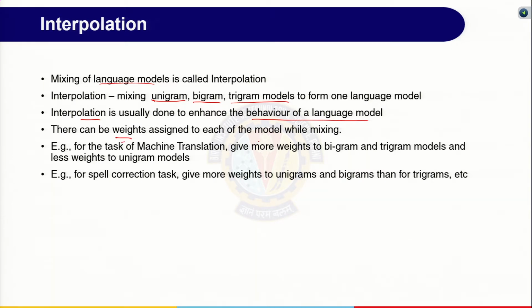Interpolation is usually done to enhance the behavior of the language model, and there can be weights that we assign to each of these n-gram models. For the task of machine translation, we can give more weights to the bigrams and trigrams and less weight to the unigrams, because translation requires the grammatical structure to be intact. So maybe we give more weightage to the higher n-grams, whereas for spelling correction, we can give more weights to the unigrams rather than to trigrams and higher n-grams.